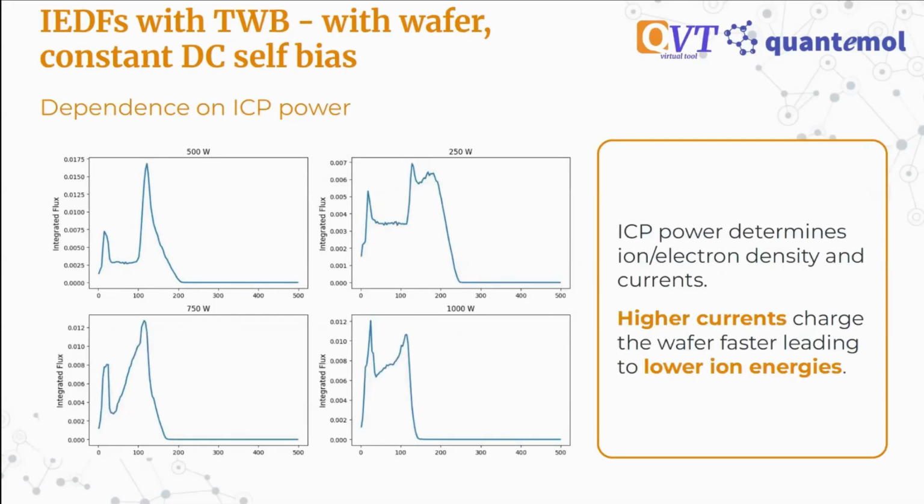We also looked at how the ICP power changes it, and again, upper left is the same as before. Higher power means higher density and higher currents, so the wafer charges faster, and we see that here. If we lower the power to 250 watts, we have smaller currents and now undercompensate because it doesn't charge as fast as before. If we increase the power, we also start to undercompensate because it charges faster. So it all looks good.